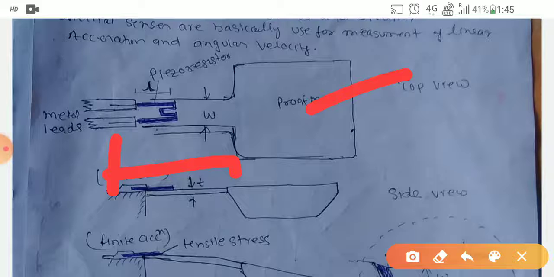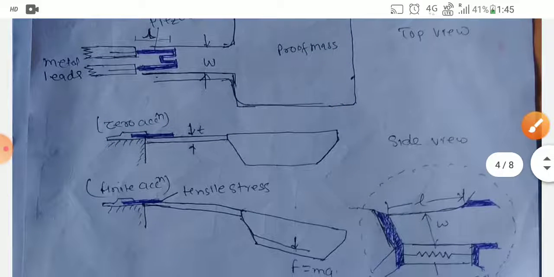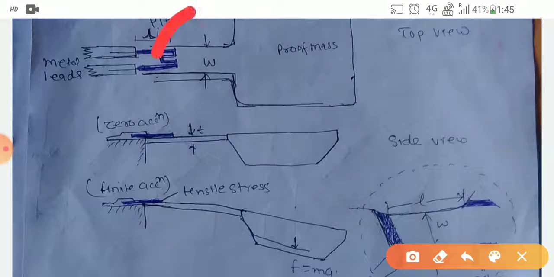Depending on the vertical movement or pressure on the proof mass, the flexure will be bent and deformed. If you make a piezoresistor here, at this particular location, it is a highly sensitive region.